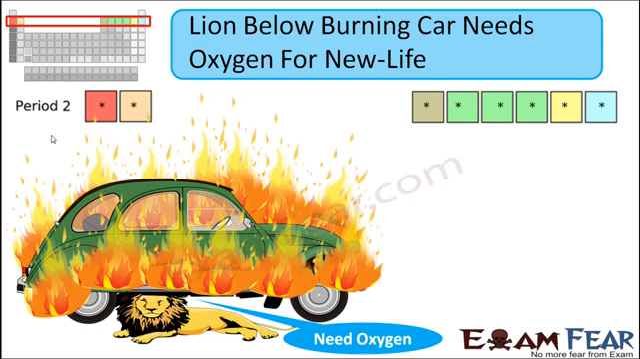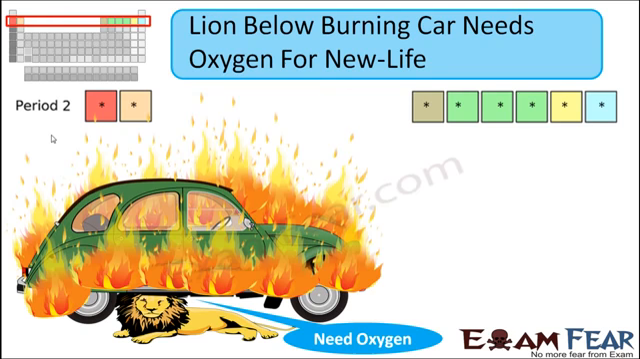So what do we see on the screen now? Here we see a burning car and a lion below the burning car. Of course you can imagine how the lion must be feeling right now. So the lion must be craving for life and it needs oxygen urgently, right? So the memory tip here is lion below burning car needs oxygen for new life.